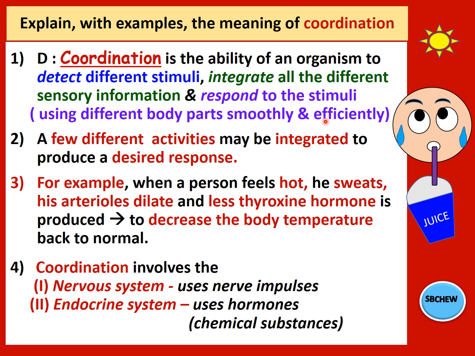Take for example a person who is playing badminton. He has to run around using his legs, and his eyes have to be on the shuttlecock, and then his hands have to move to hit the shuttlecock and send it over to the other side. So a few different activities may have to be integrated to produce the desired response.